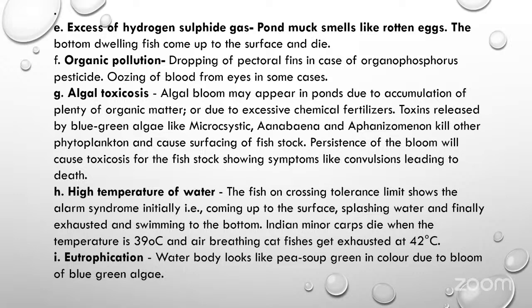Next, algal toxicosis. Algal bloom may appear in ponds due to accumulation of plenty of organic matter or due to excessive chemical fertilizers also. Toxins released by blue-green algae like Microcystis, Anabaena, and Aphanizomenon kill other phytoplankton and cause surfacing of fish stock. Persistence of the bloom will cause toxicosis for the fish stock, showing symptoms like convulsions leading to death.